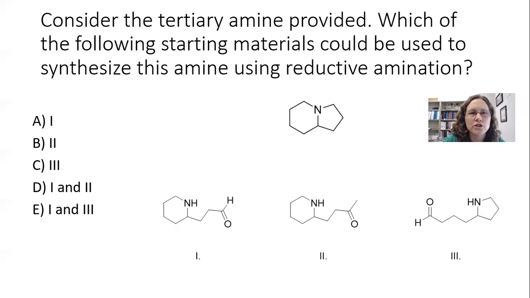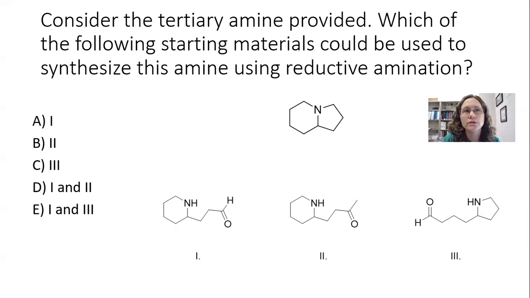This question asks, consider the tertiary amine provided. Which of the following starting materials could be used to synthesize this amine using reductive amination? So what is reductive amination? That's one of the big parts of this question, figuring that out. It's a way to make amines.